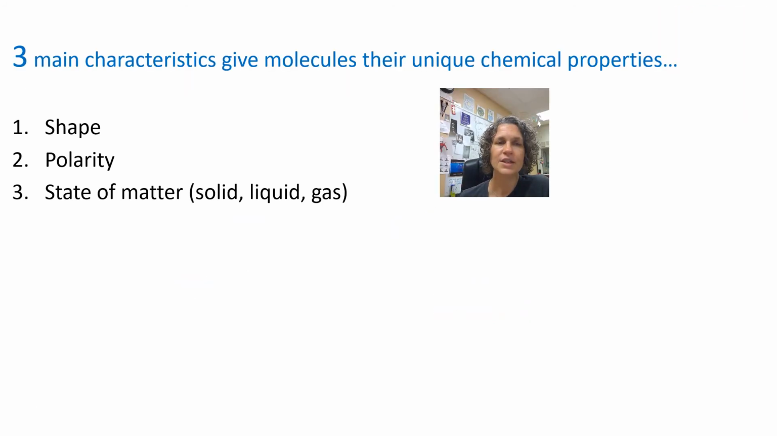All right. So now, the 3 main characteristics, so now we're getting more into how the actual atoms react and compounds form, all that kind of stuff, are shape, polarity, and then state of matter.